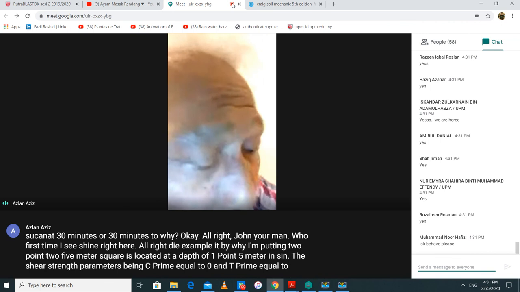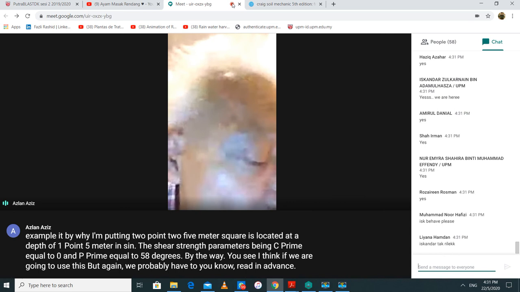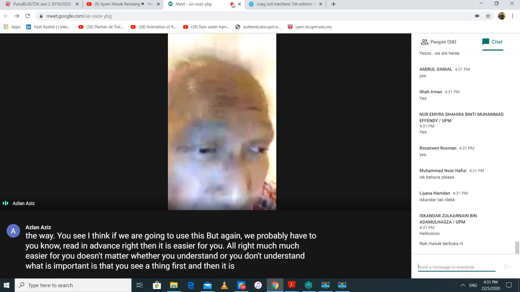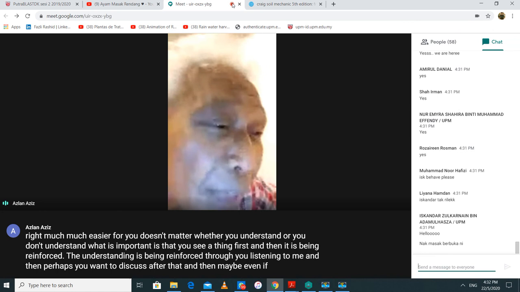By the way, I think if we are going to use this method again, we probably have to read in advance. Then it is easier for you, much, much easier for you. It doesn't matter whether you understand or you don't understand. What is important is that you see a thing first, and then it is being reinforced. The understanding is being reinforced through you listening to me. And then perhaps you want to discuss after that. And then maybe even if you have problems after that, you might then come back to me.